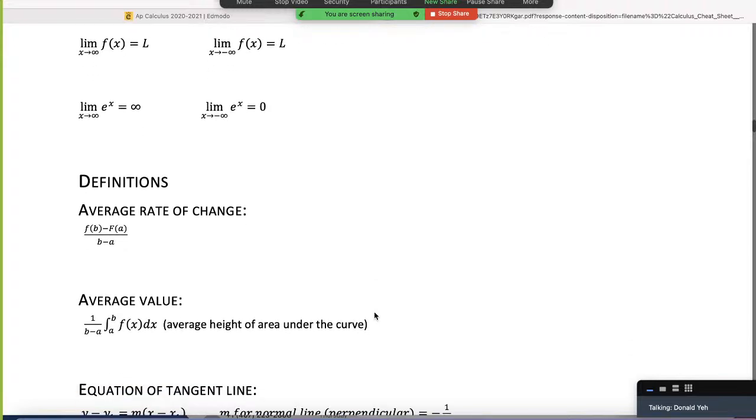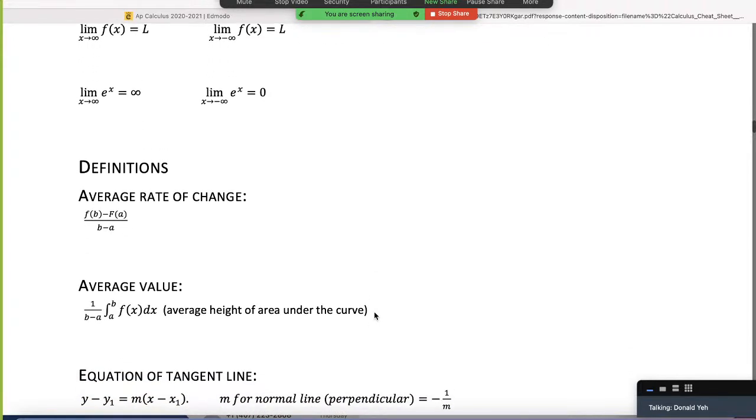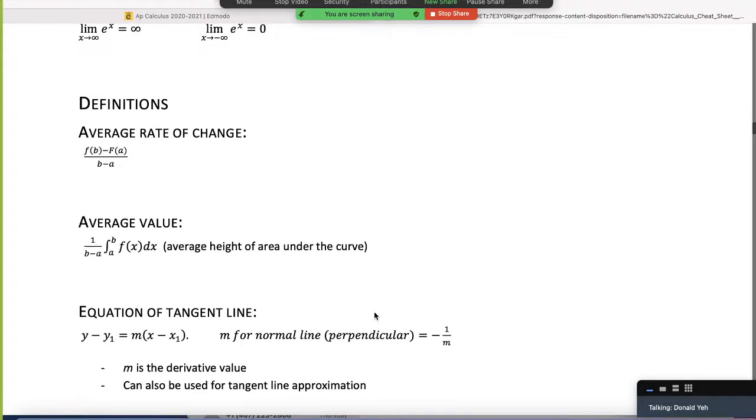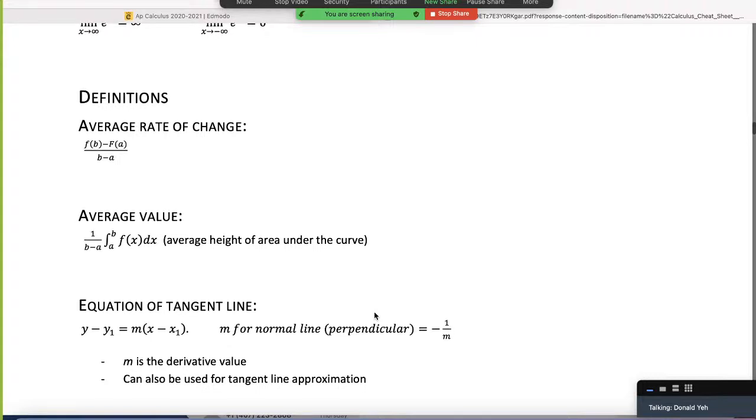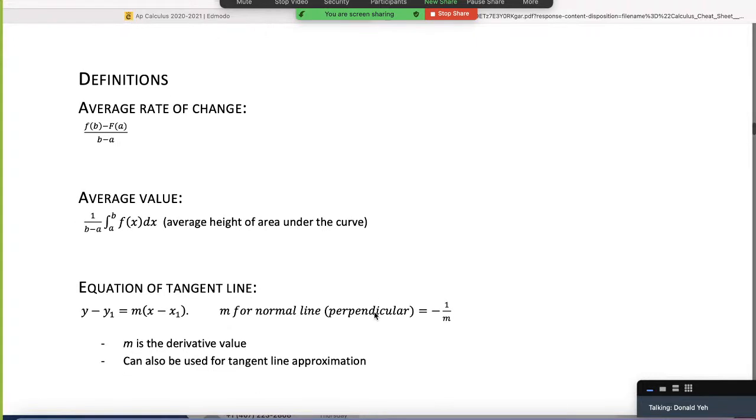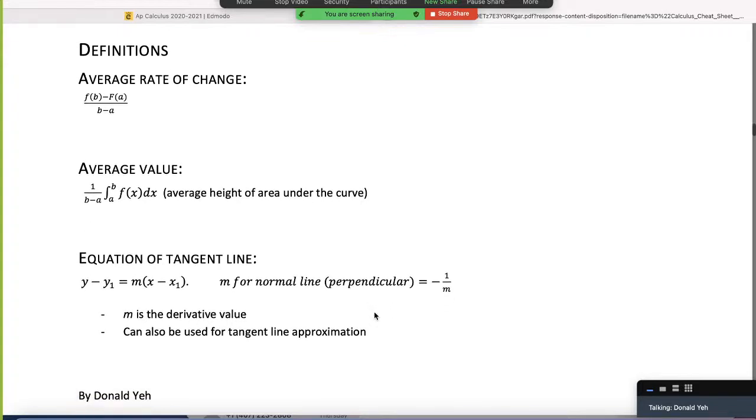Average rate of change. Do not get confused between the average rate of change and the average value. Average value is 1 over b minus a, integral from a to b of f of x dx. This is the average height of the area under the curve. Those are very, very important things to put in there.